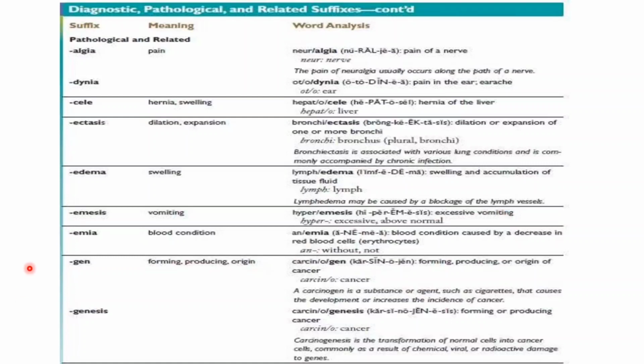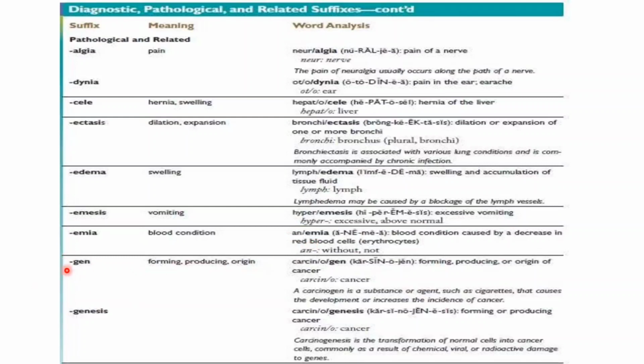Another suffix is emia. Emia means anything which is related to the blood condition. The word analysis for the suffix emia is anemia. The prefix which is used is an. An means without or not. So the blood condition caused by a decrease in the red blood cells, that is the meaning of anemia.